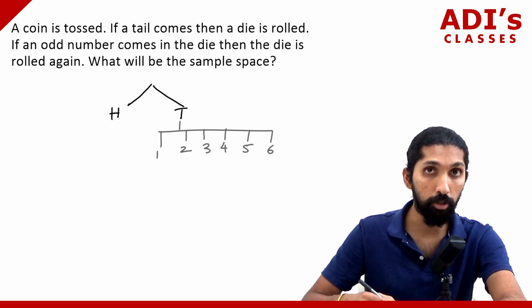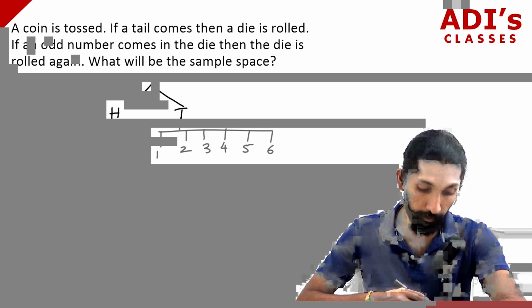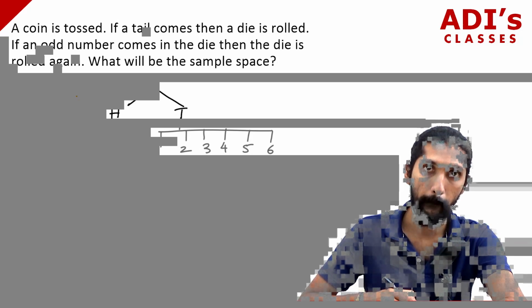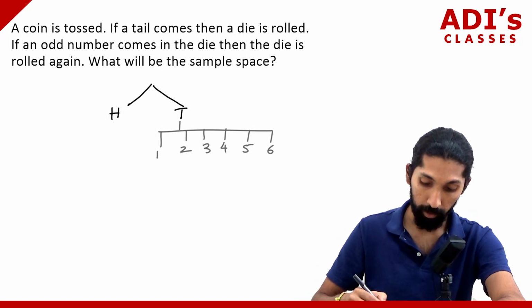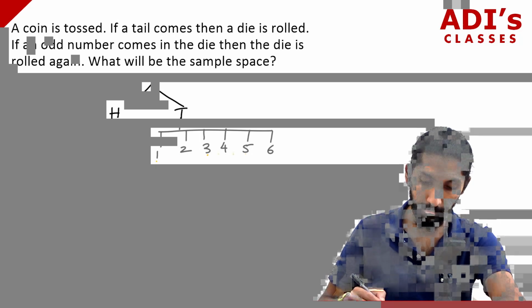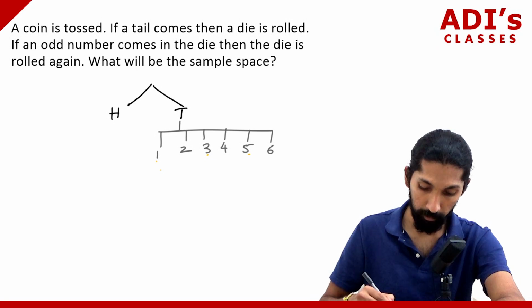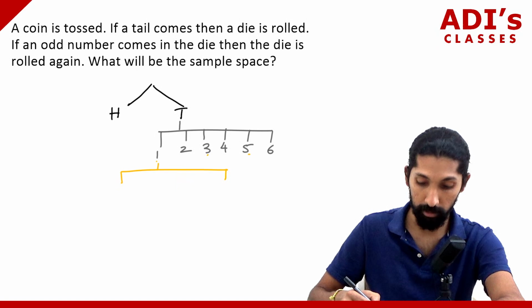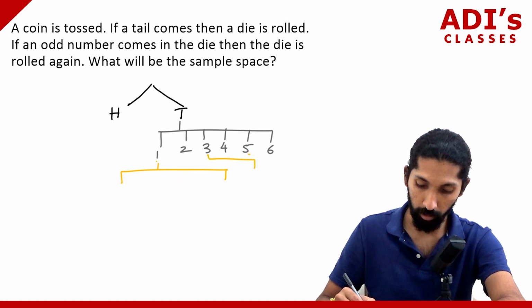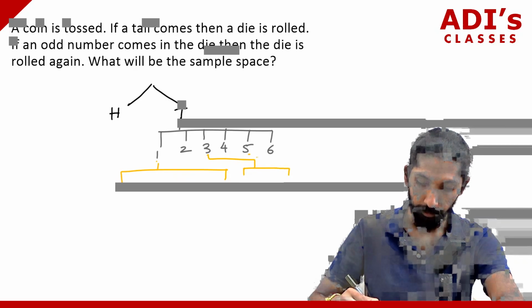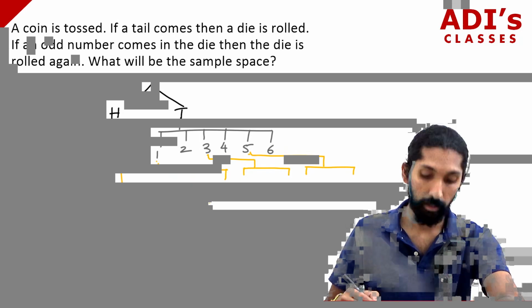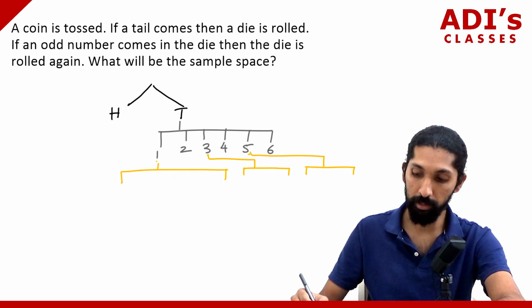Next, what is the question saying? If an odd number comes in the die, then the die is rolled again. Isn't it? So when the odd number, that's 1, 3, 5, comes, then the die is rolled again. Again, with 1 you will have 6 possibilities. With 3, again, you are going to have 6 possibilities. With 5, you are going to have 6 possibilities. Correct? What will be the sample space?